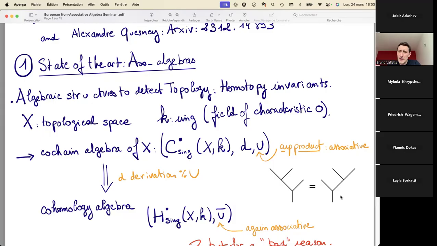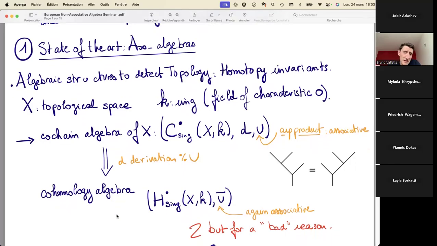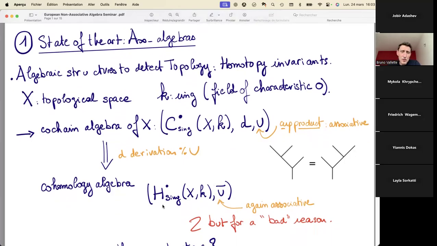And it has a product. Quite unfortunately for this seminar, it's associative, but there will be a limit at some point. So this is the cup product in cochains. And since the differential is a derivation with respect to this cup product, it descends to the cohomology level. So the cohomology groups do form a graded associative algebra. But for a bad reason. Many people like this theorem, I don't.